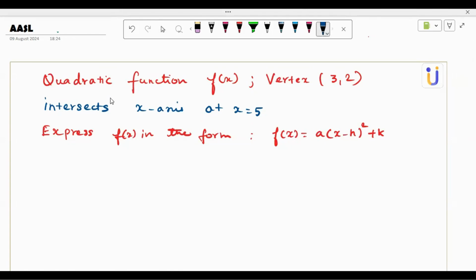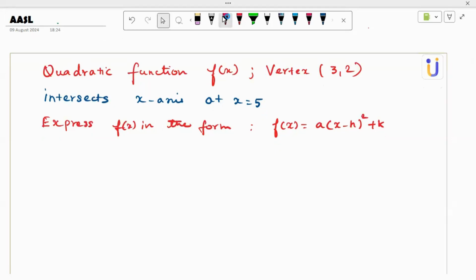In today's video, we are going to discuss question number 7 of the AASL number 2022 paper, and it carries 16 marks. Let's break it down and learn here.